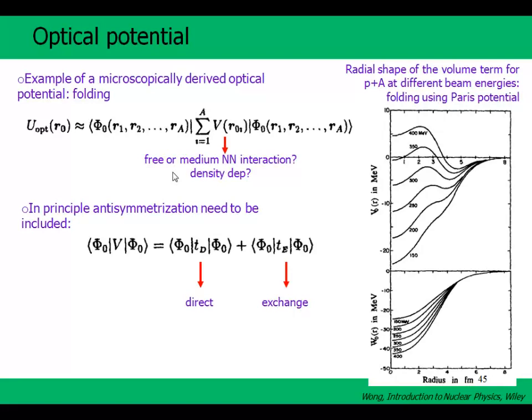And this is the radial shape for the volume term using, as the NN interaction, the Paris potential. So given that we are in France, if we use the Paris potential and do that folding, you get something that's highly dependent on the energy and has a weird shape. It's not a nice kind of Gaussian like we like, or Woods-Saxon.